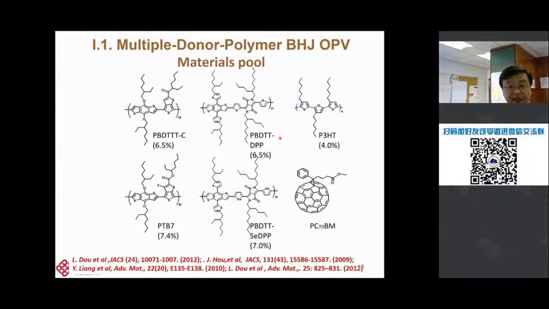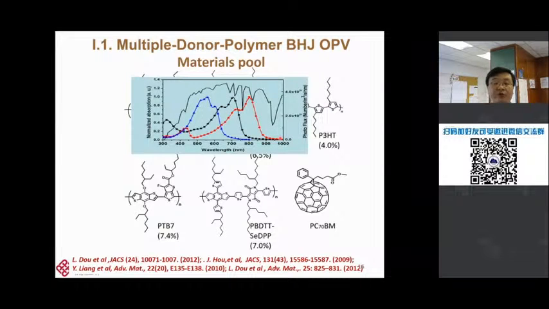Now, with materials of different band gaps, 1.9, 1.6, and 1.4, we can think about how to get them working together. In addition to getting a tandem solar cell, which we know is a way to overcome the so-called Shockley-Queisser limitation for single junction, can we combine these materials with different band gaps? Considering each has a narrow absorption band, can we combine them and get higher performance? That's really one of the topics we worked on, the so-called multiple donor polymer OPV, as the first try.